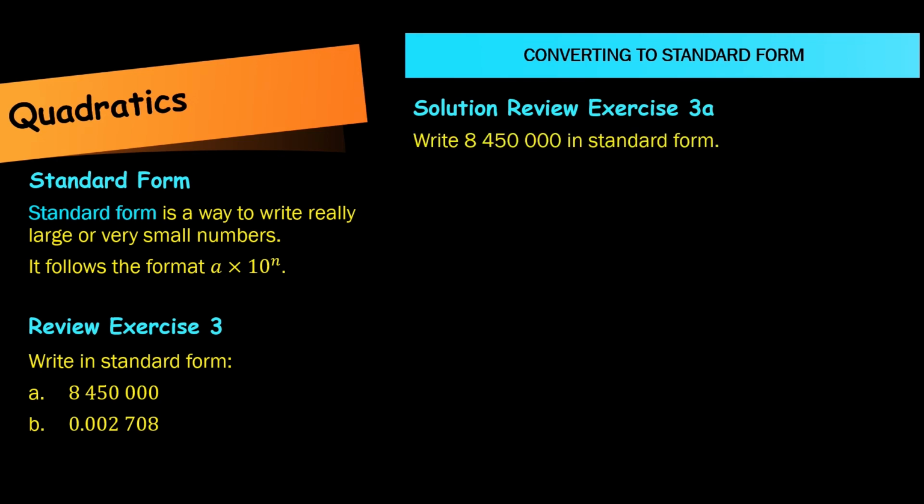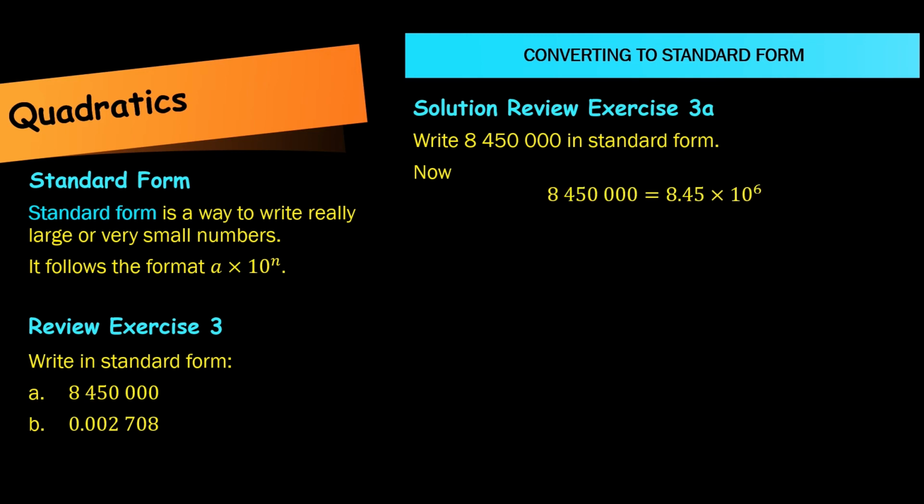We're required to write 8,450,000 in standard form. We can rewrite this as 8.45 times 10 to the power 6, because we've moved the decimal place 6 places to the left.